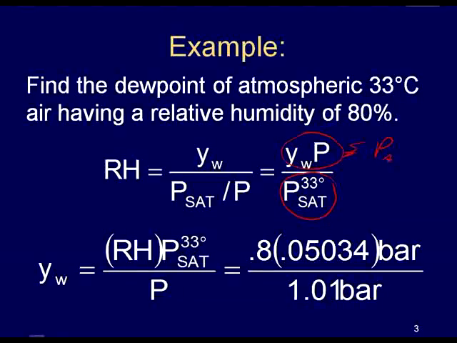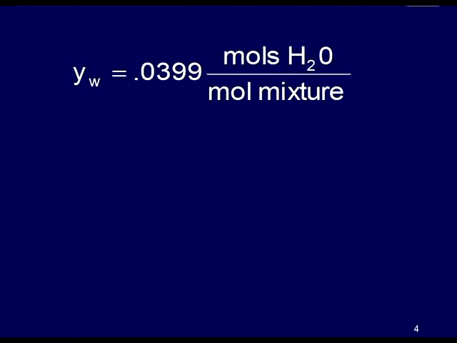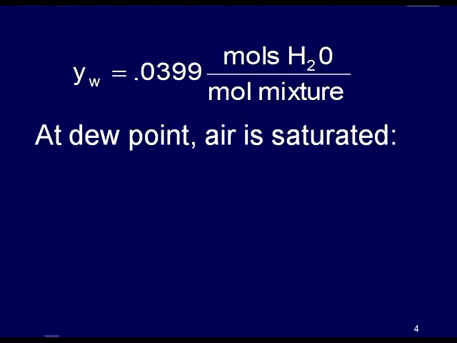So from this we can calculate the mole fraction of water in the air. Plug in the numbers, and we wind up with a mole fraction of 0.0399 moles of water per mole mixture. Now consider what temperature will give us that mole fraction at saturation. We had 33 degree air, which is fairly warm, humid air, and now what would we have to cool it to for it to be saturated?